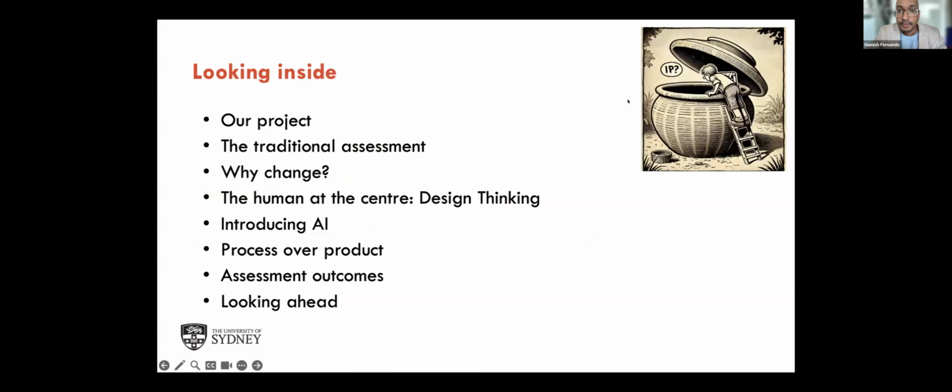But diving in here, in this presentation we'll talk a bit about why we started our project, and also what our assessment, or rather the pilot assessment, looked like before we made any changes. We'll talk about why we decided to make the changes in the first place, and then we'll go over design thinking, how we incorporated design thinking elements and artificial intelligence, how we needed to reevaluate the assessment based on the incorporation of design thinking and artificial intelligence, what the outcomes look like, and where we want to go from here.